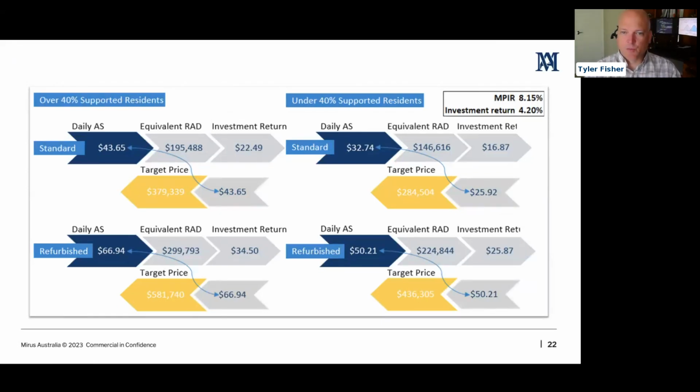And so what this allows us to do is say, based on whether you're significantly refurbished or under your 40% supported residents, but again, over 80% are significantly refurbished. And if you do have over 40% supported residents, the equivalent room price is $580K. And really, it is those services that have extremely low numbers of supported residents who are commanding the highest prices.